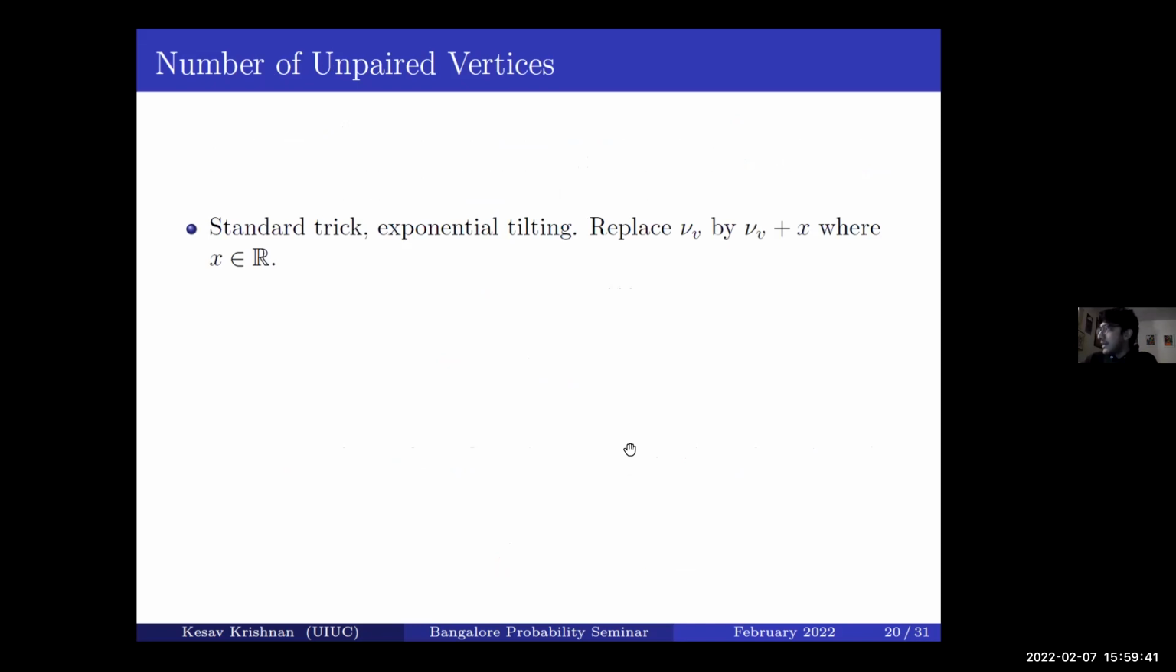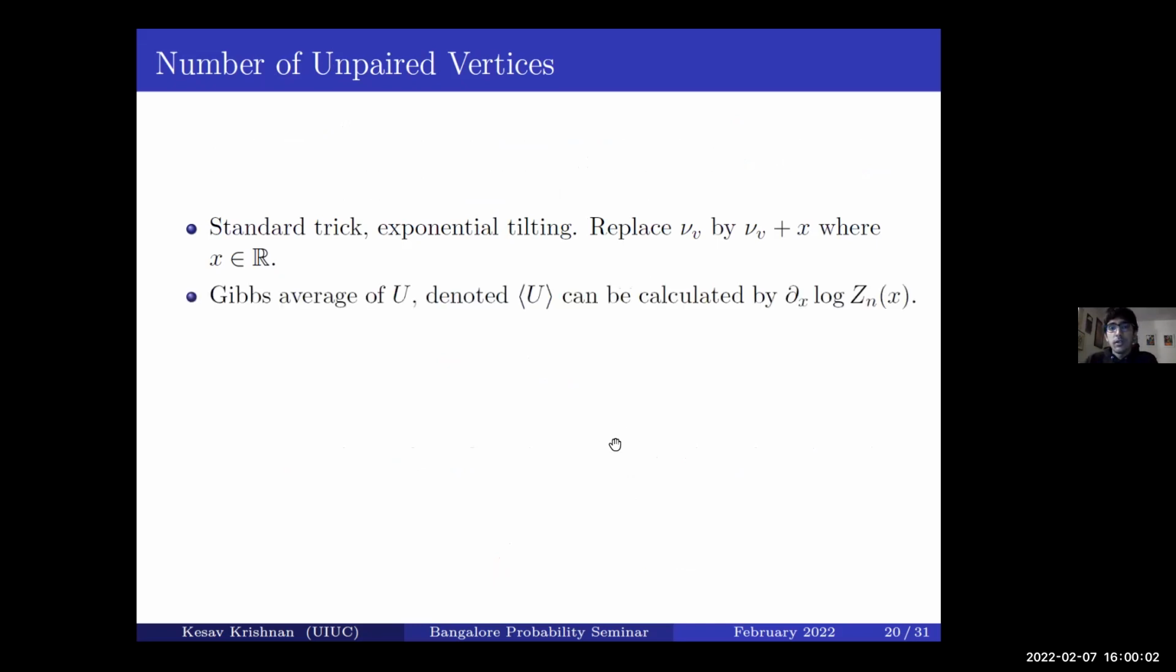So having characterized the limiting behavior of the free energy, we need to then move on to the unpaired vertices. And the way we tackle that is using the trick of exponential tilting. So you reweight the vertices. You add a constant x to every vertex. And the Gibbs average of the number of unpaired vertices can be calculated by taking the x derivative of the log partition function.